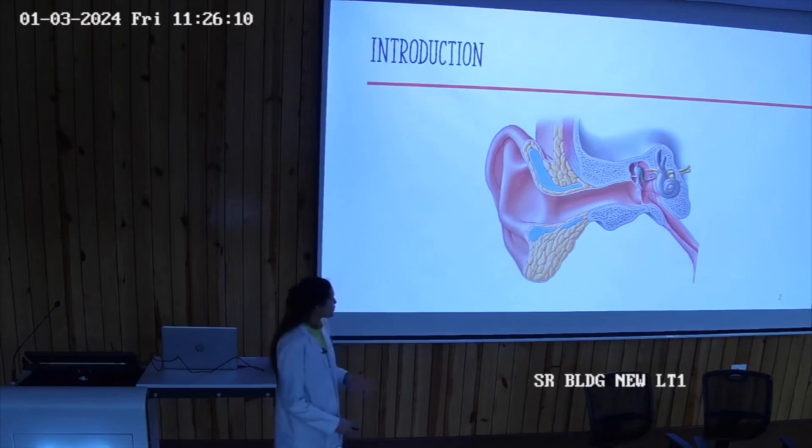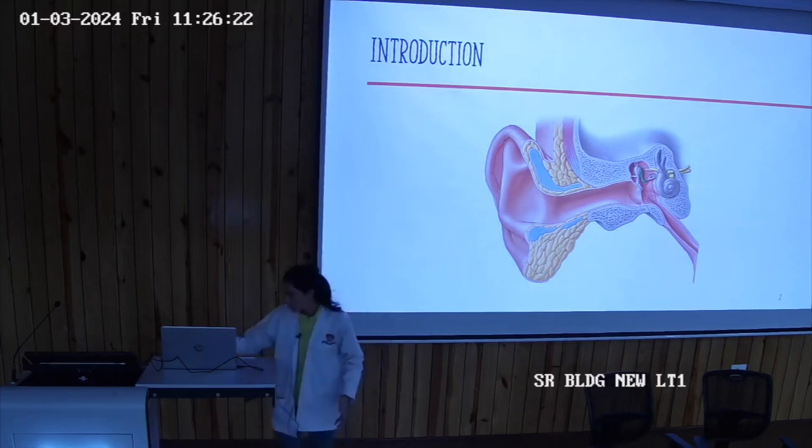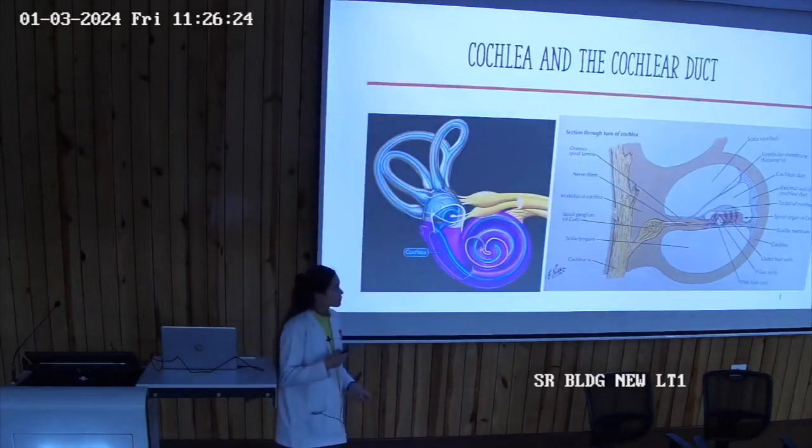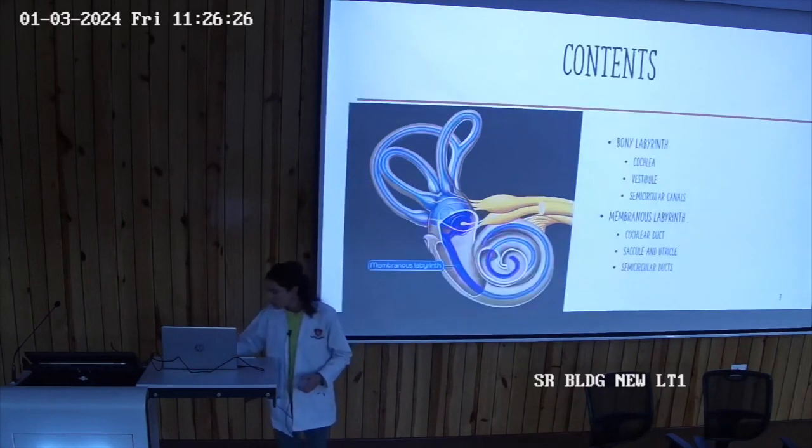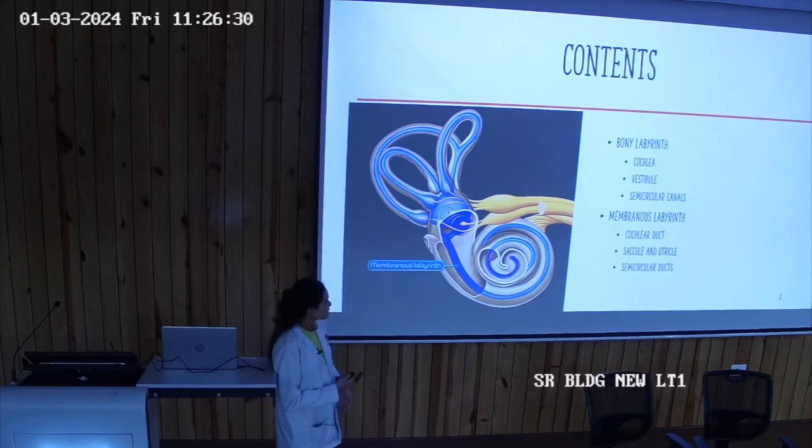Starting with the basic introduction of the internal ear. What is the internal ear? Internal ear is an intercommunicating system of cavities and canals. It is filled with fluid. It lies medial to the middle ear. The internal ear is composed of two main components, that is the bony labyrinth and the membranous labyrinth. The bony labyrinth is filled with a fluid called the perilymph and is composed of bony cavities and canals.